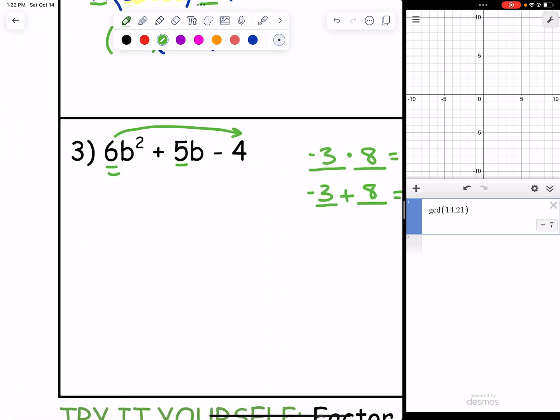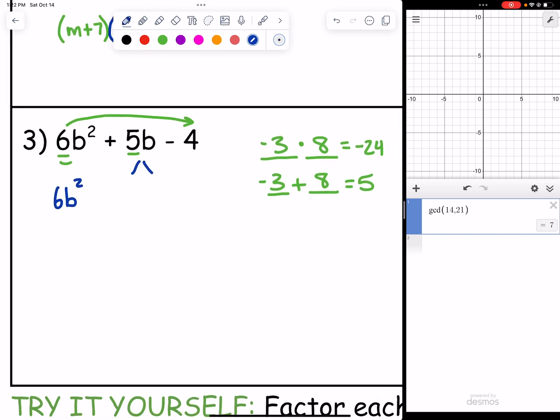So let's rewrite our polynomial. So we have 4 terms. So we have 6b squared. We have 5b, which we're going to rewrite with the numbers we figured out would help us get that number. So -3b plus 8b. And then bring down the last term, which is -4. So group the first two and group the last two.